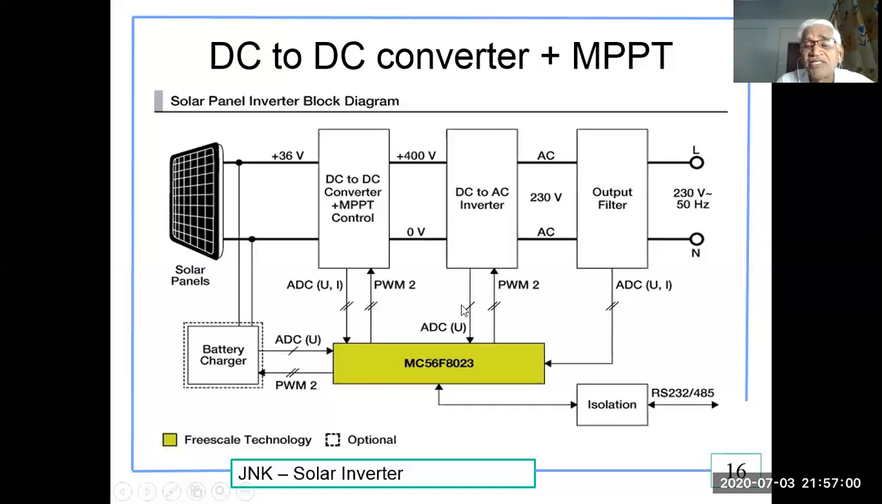It gives pulse width modulated signals here to convert that into AC. So the DC to DC MPPT stage is giving the maximum input power to the inverter, and then it goes to the output filter. Then it is 230 volts. Afterwards, either we can use it as 230 volts or we can step it up by using a transformer.